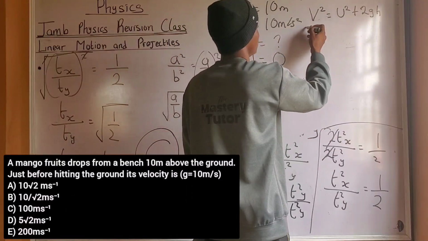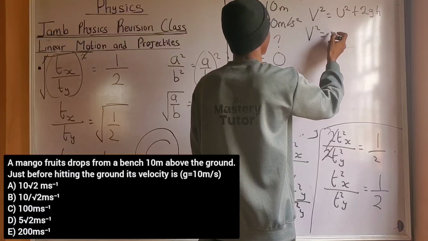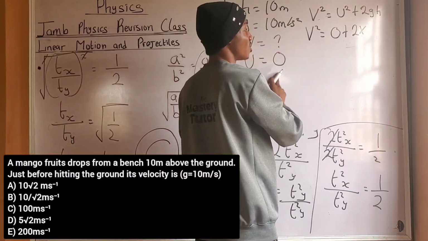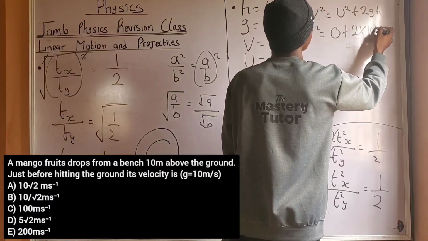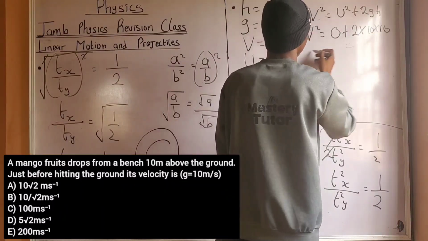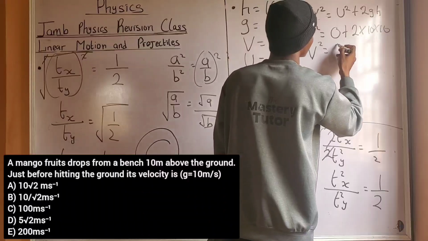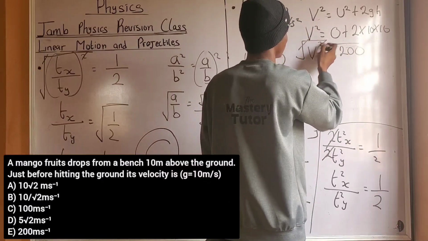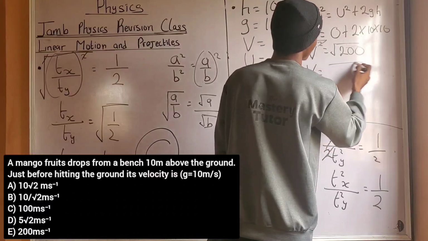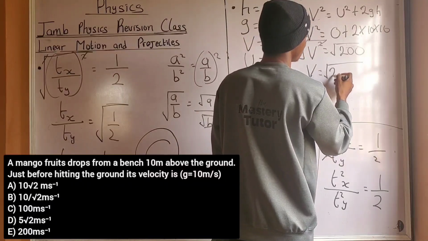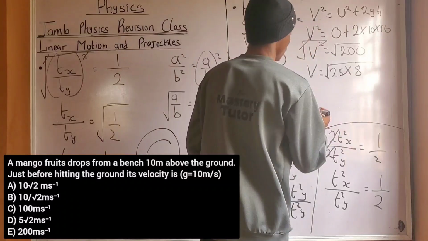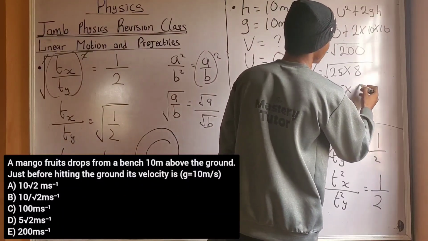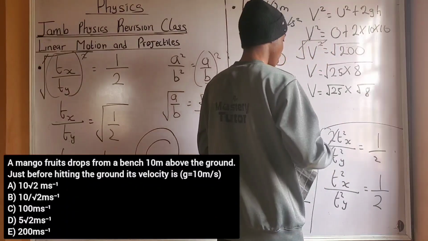So let us proceed. v squared is equals to u squared plus 2gh. u is 0, so I'm going to have 0 plus 2 times 10 times 10. Okay, so v squared equals to 200. So v will be equals to the square root of 200, which is the square root of 25 multiplied by the square root of 8. Are you getting it?